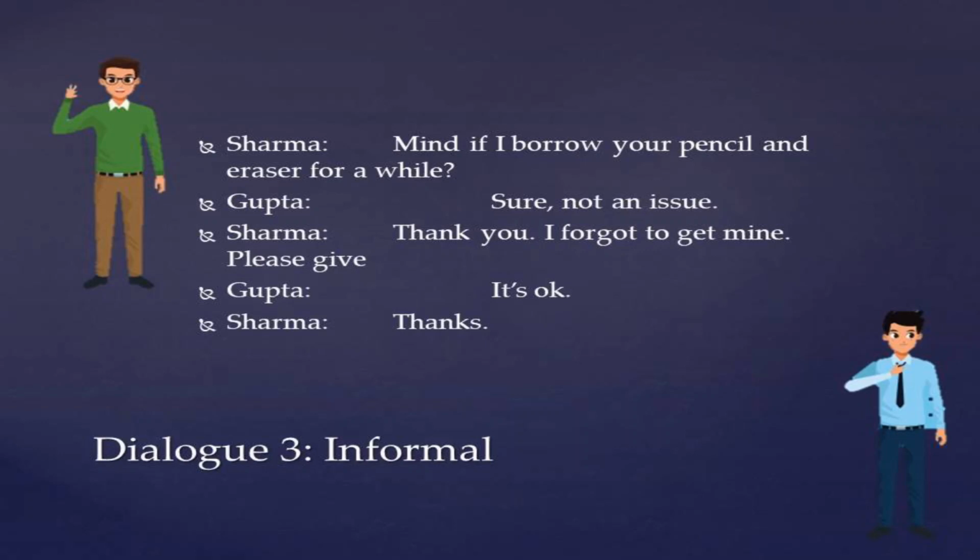Mr. Sharma says, mind if I borrow your pencil and eraser for a while? Gupta ji says, sure, not an issue at all. Thank you. I forgot to get mine. Please give. Gupta says, it's okay. Take it. And Sharma says, thanks.